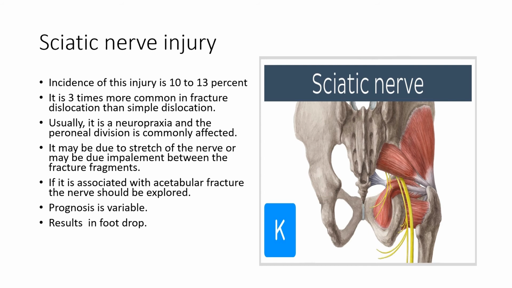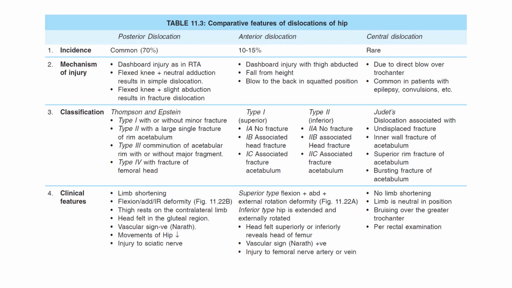If it is associated with acetabular fracture, the nerve should be explored. Its prognosis is variable and results in foot drop. This is more common in a posterior hip dislocation. If it's an anterior hip dislocation, then the femoral nerve and vessels are more commonly involved.